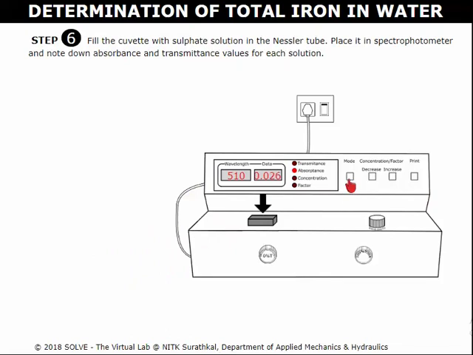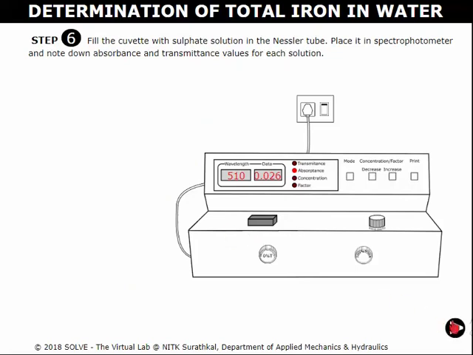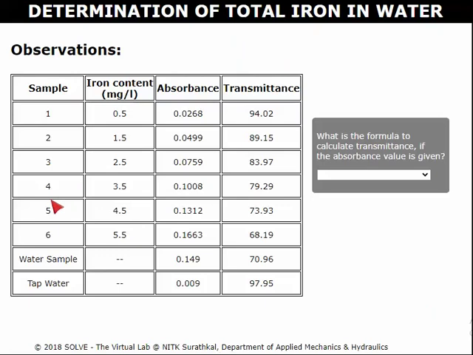Note down the absorbance and transmittance values of this solution. Similarly, note down the absorbance and transmittance values of all the remaining solutions. Click on the correct answer for this pop-up question to proceed to the next step. These are the observations for different samples in this experiment. Click on the correct answer to this pop-up question to proceed to the next step.